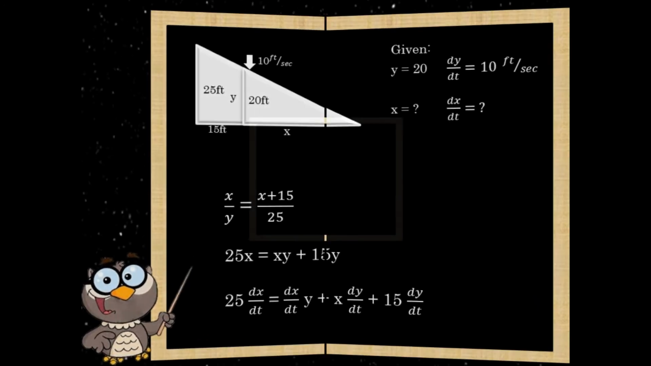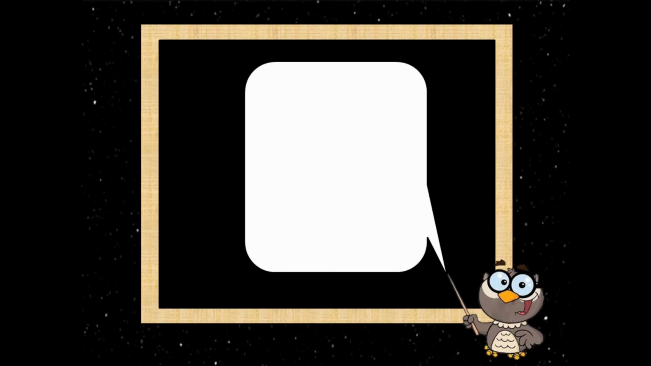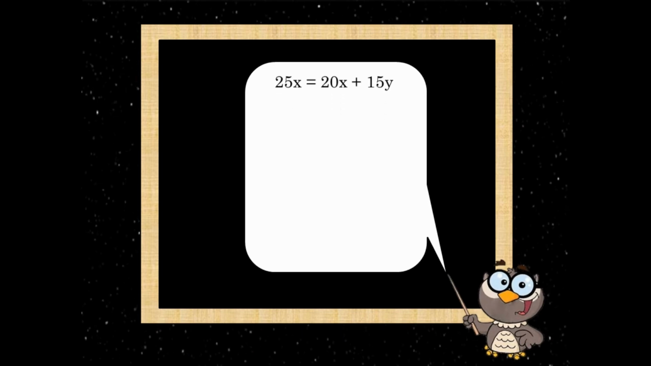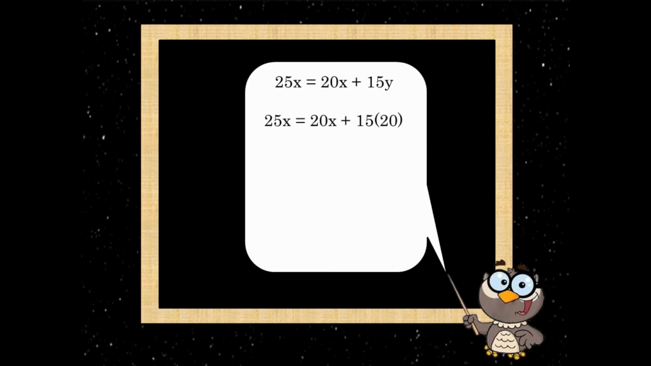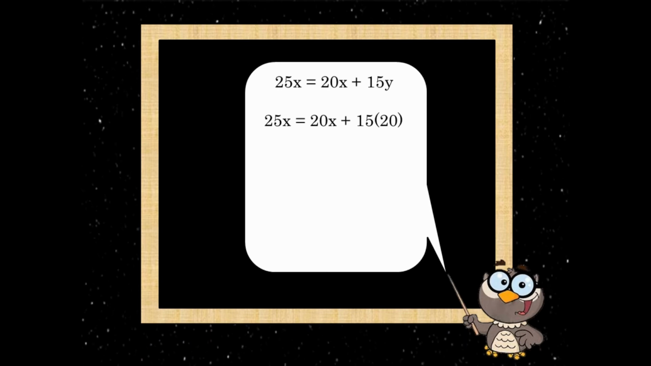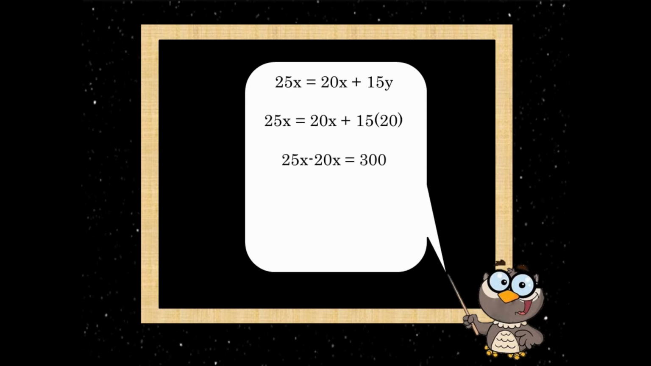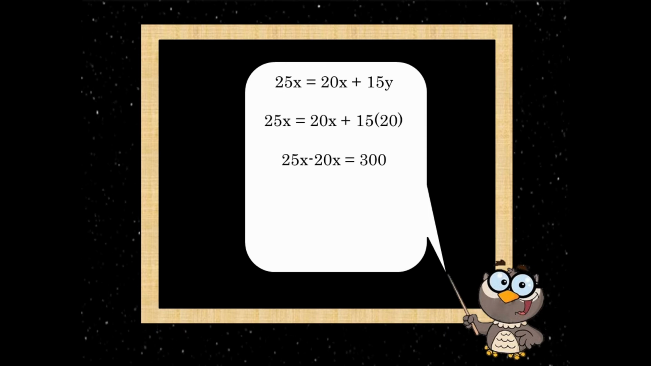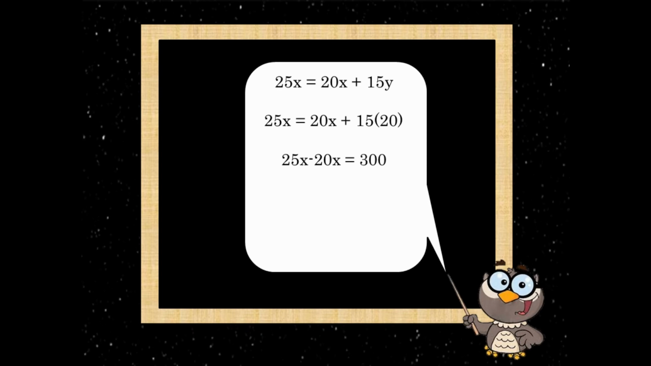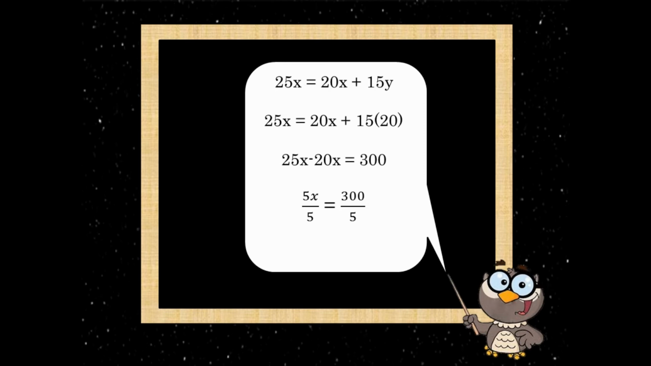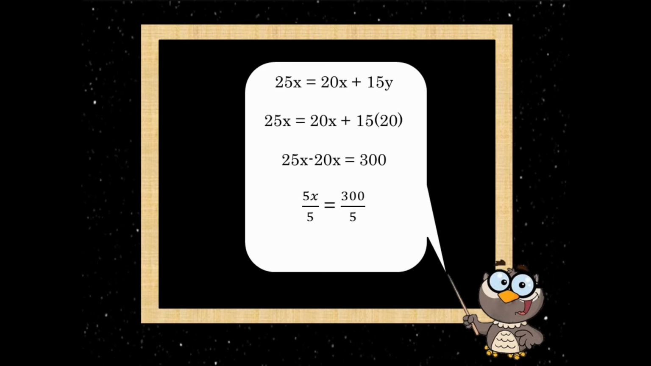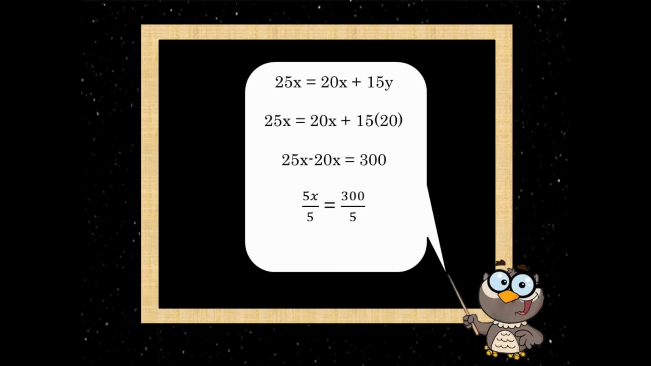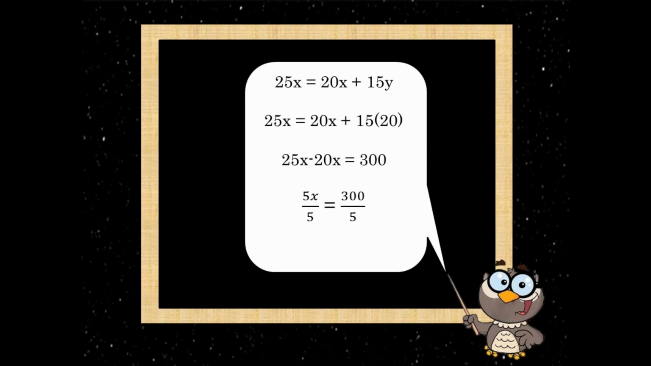So let's find the value of x. Let's use the simplified equation 25x is equal to xy plus 15y. We know that y is equal to 20, so let's substitute 20 for y. 25x is equal to 20x plus 15 times 20. 25x minus 20x is equal to 300, which is the result of transposing 20x to the left side. 25x minus 20x is equal to 5x, and 15 times 20 is equal to 300. So 5x is equal to 300. Divide both sides by 5 so we can find the value of x. So x is equal to 60.